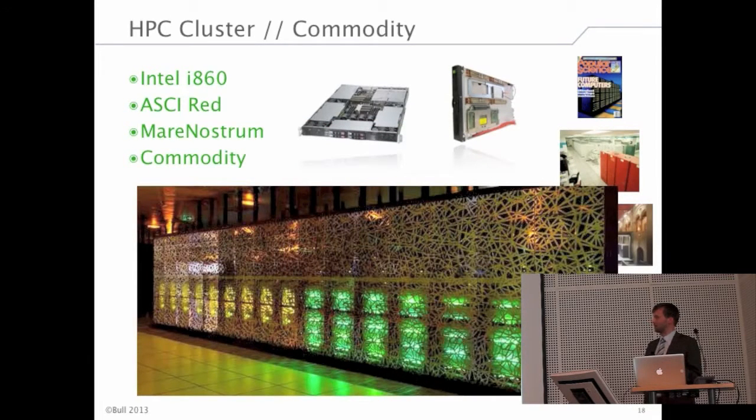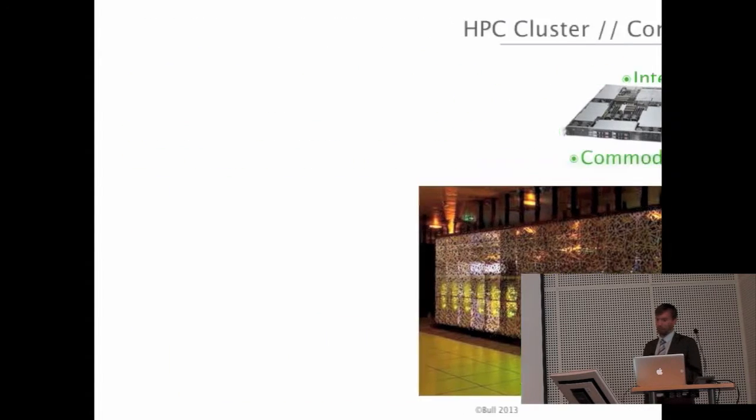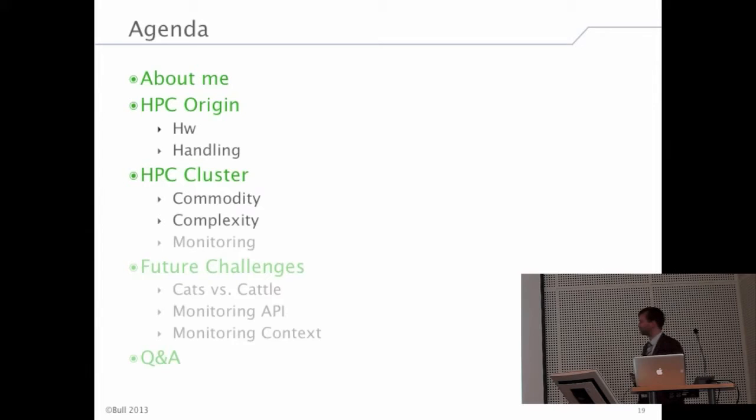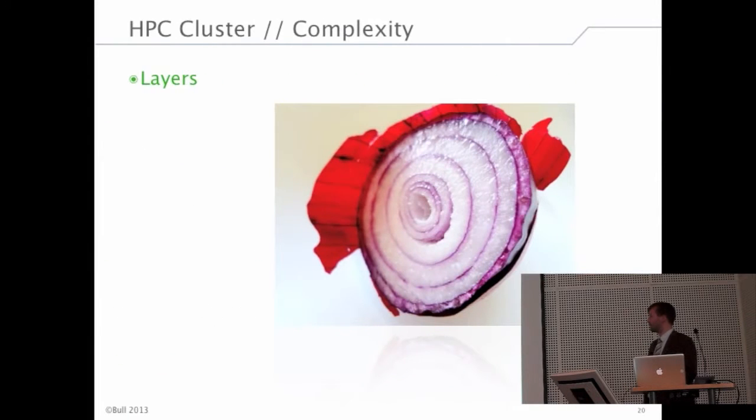So we have commodity architecture. Normally, the boxes on the left, which are 1U or 2U systems, and we are mostly on the same hardware stack. Some things might differ between the vendors. For instance, Bull, my employer, uses a sophisticated cooling mechanism with direct liquid cooling, and this is what differs, but the architecture is basically the same. But that's for the history, or the hardware history, let's say.